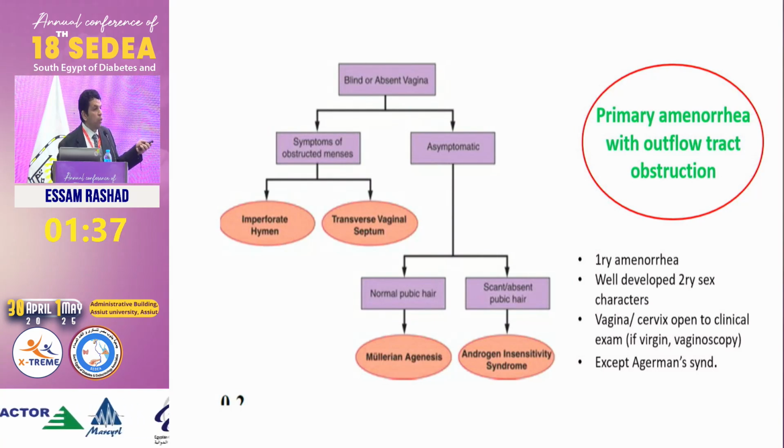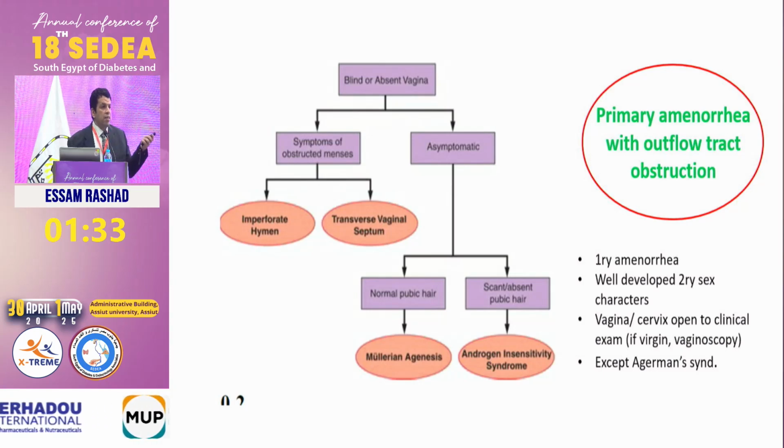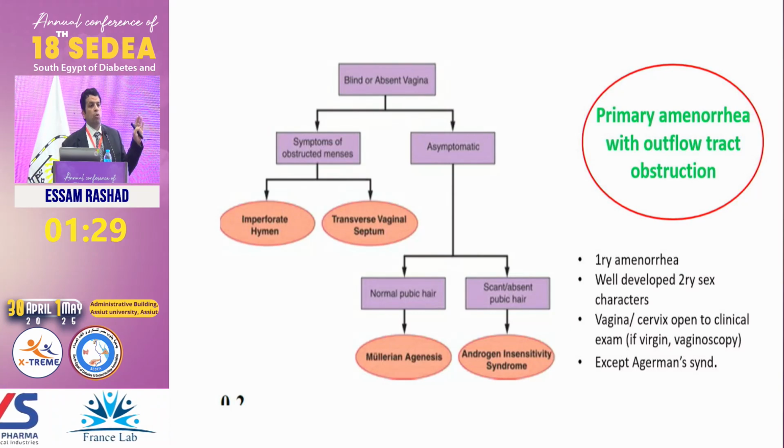Alternatively, you find what we call blind vagina. If you examine the vagina and it's adequate in length with a normal cervix, this is a normal outflow tract. Move to the next level. If you examine it and you find blind vagina, then think what causes the blind vagina.